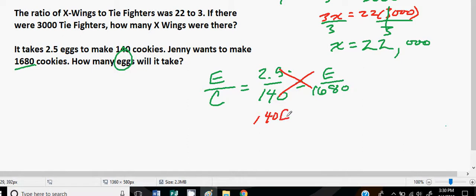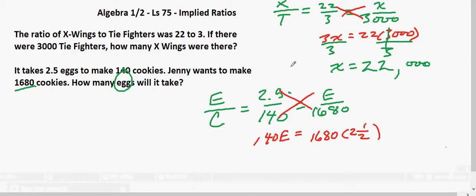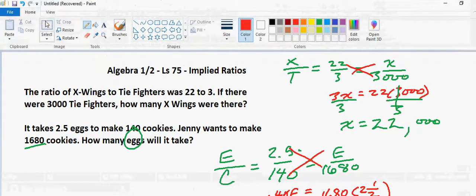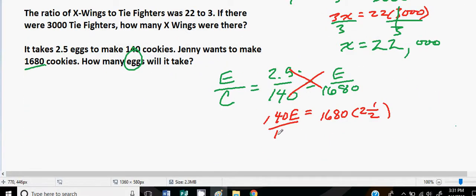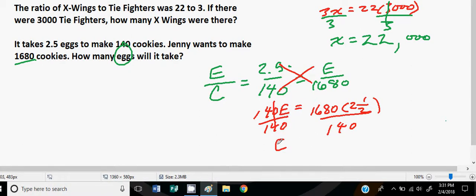140E equals 1,680 times 2.5. All right, so 5 halves of 1,680 can be divided by that 140, which will cancel out on this side. E is going to end up being 30. Need 30 eggs. All right.